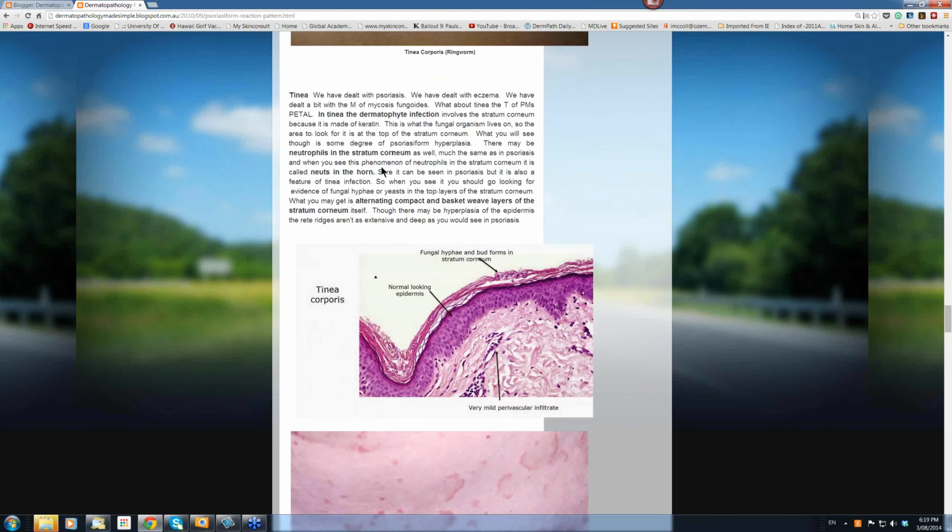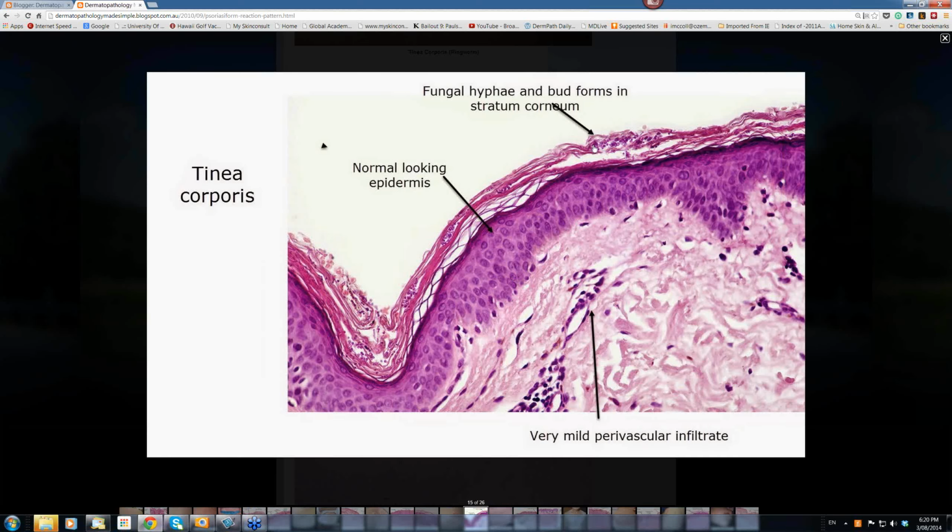So what do you see in a tinea infection? Well, sometimes you don't see awfully much at all. There may not be a great deal of epidermal hyperplasia. There may not be much in the way of infiltrate there at all. And you seem to have orthokeratosis here, and it's only if your eye picks up these little changes in the top layers of the stratum corneum that you will in fact see that there are little fungal hyphae and bud forms in the stratum corneum up here.